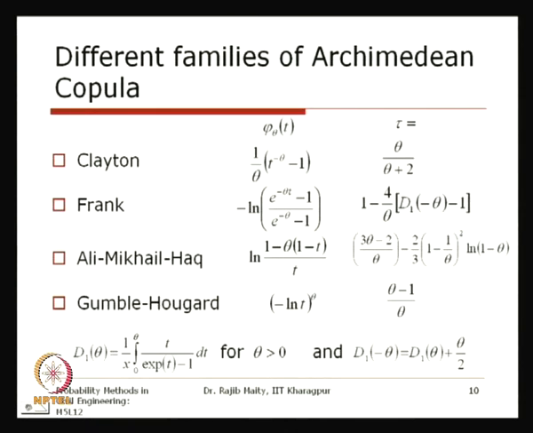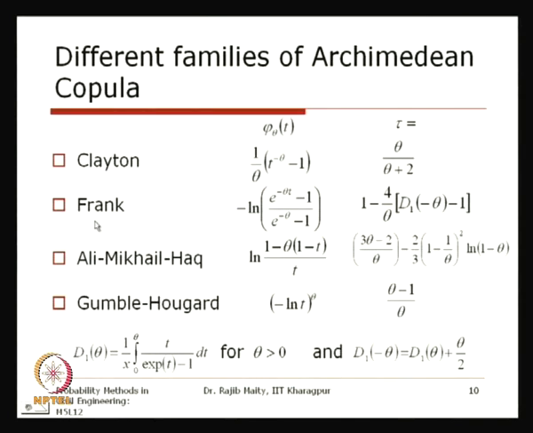Here is that example for the Clayton. We have seen in the previous slide that its generator is 1 by theta times t power minus theta minus 1, and if we fit that into the equation, we get that tau equals theta by theta plus 2.